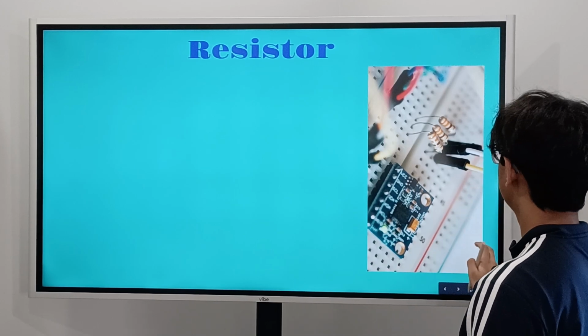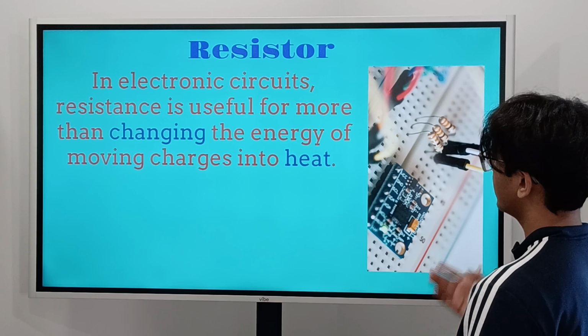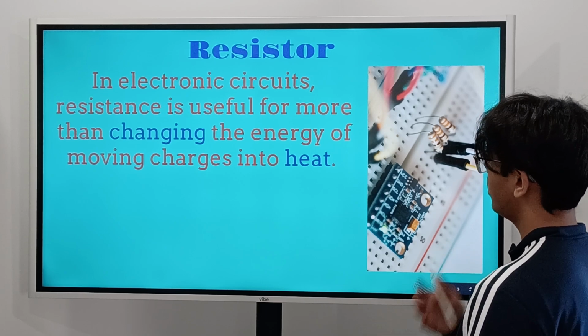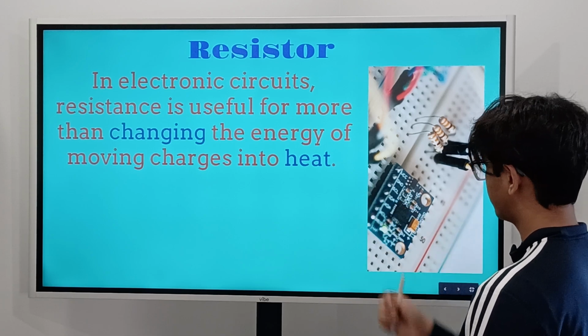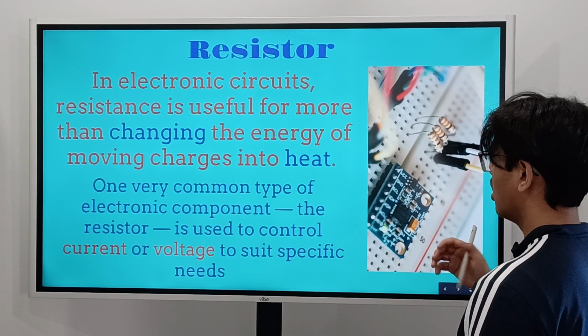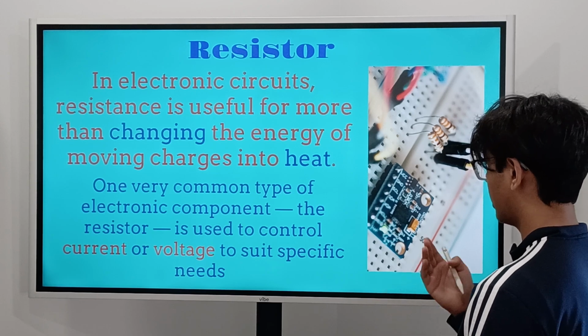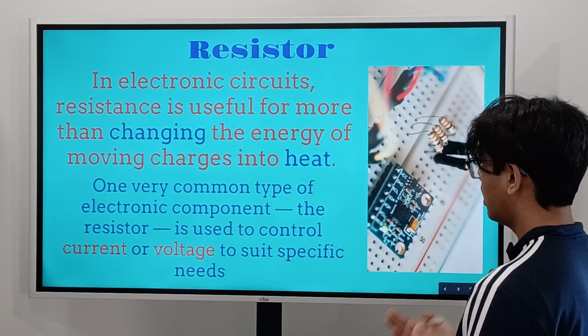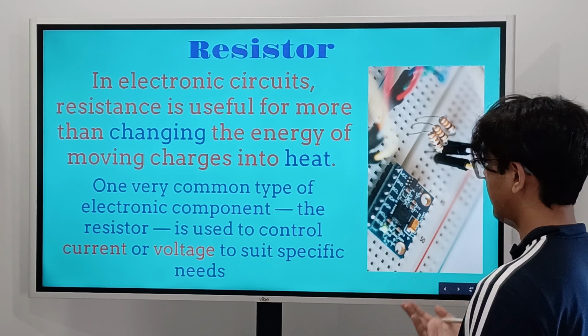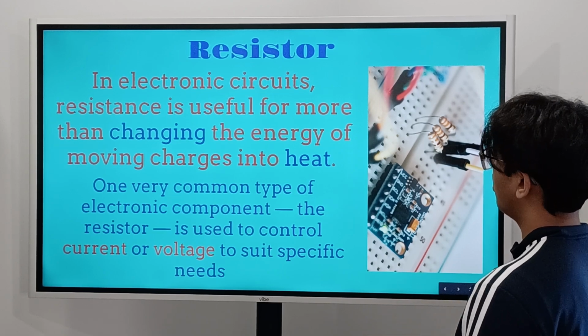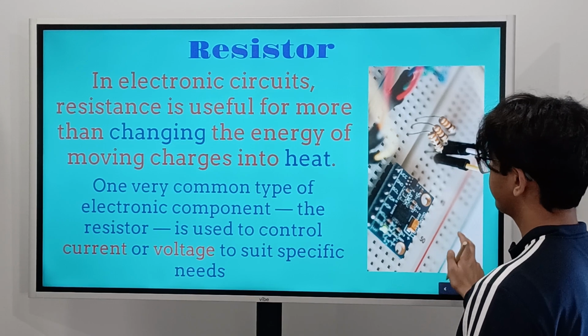Now let's talk about a resistor. Here's just an image of a resistor. In electronic circuits, resistance is useful for more than just changing the energy of moving charges into heat or other sources of energy. One very common type of electronic component, the resistor, is basically used to control the current or voltage to suit specific needs. So that's a little bit about the job of a resistor.